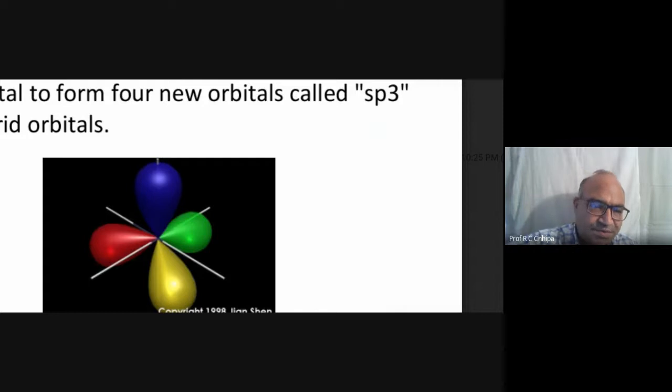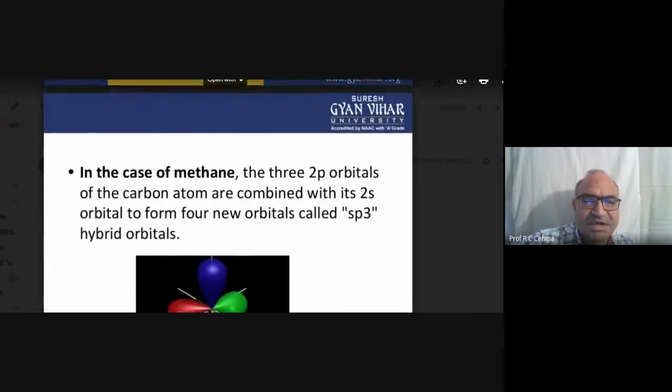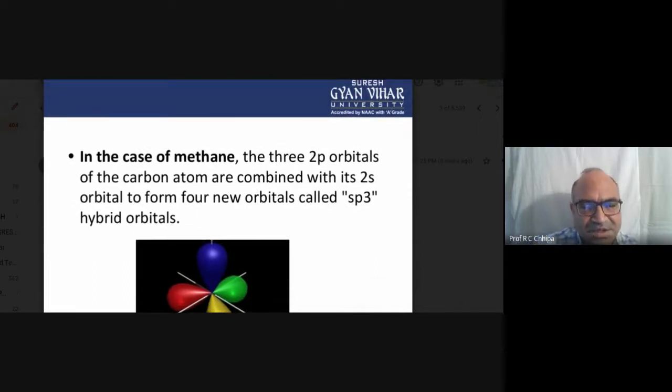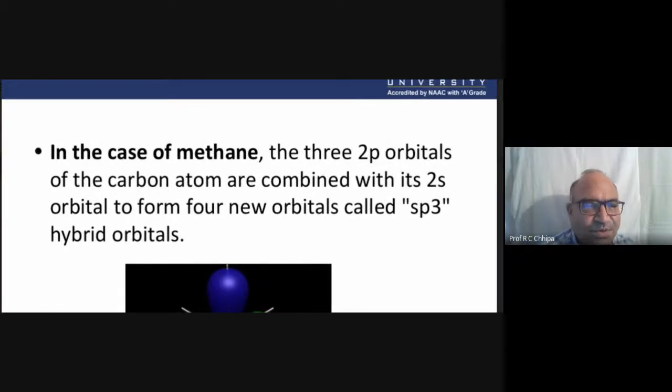These four hydrogen atoms combine and form a chemical bond, and that bond is between the sp3 of carbon and the 1s of hydrogen. So this specific hybridization, the example sp3, is in the case of methane. In methane, the three 2p atomic orbitals of the carbon atom are combined with its 2s atomic orbital to form new atomic orbitals, sp3 hybrid.